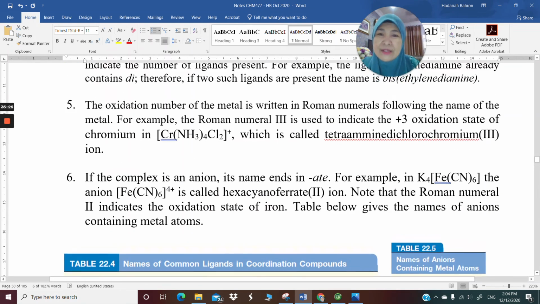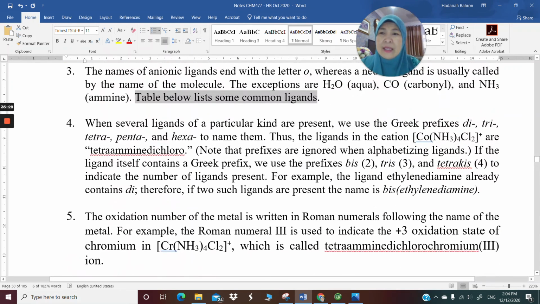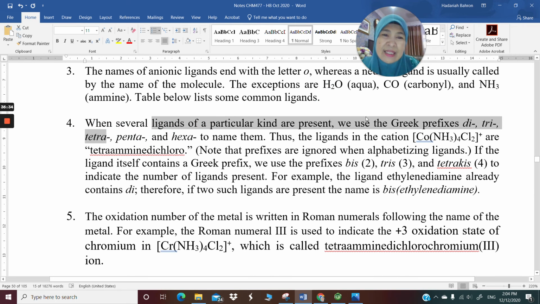Okay, that is rule number 3. Rule number 4. When several ligands of a particular kind are present, we use the prefixes di, tri, tetra, penta, hexa. If you have 2 waters, you say diaqua. If you have 3 ammonia, you say triamine. If you have 3 chloride, you say trichloro. 4 chloride, you say tetrachloro.